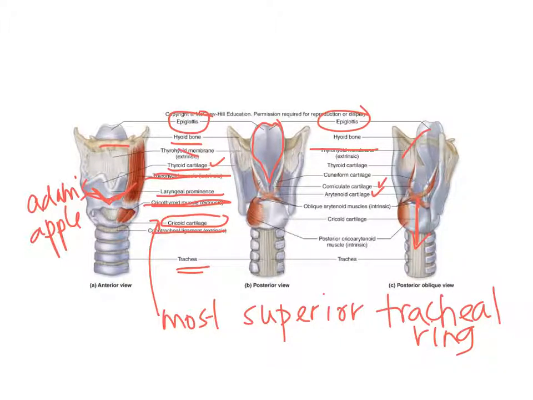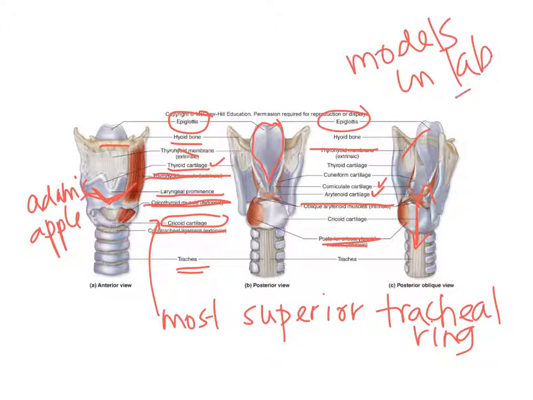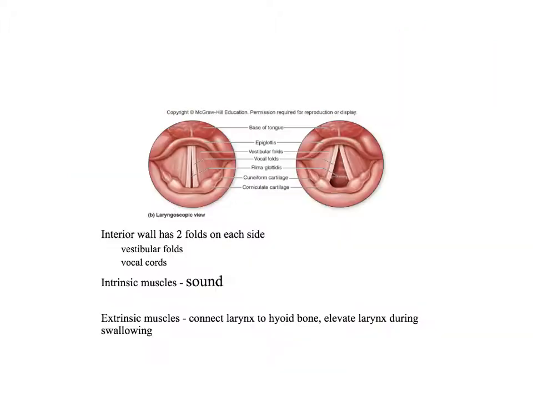The corniculate is on the back, and on the models they're real easy to see. You don't have to know the muscle, and you don't have to know that. You're going to look at the models in lab. It'll help to put your hands on it.